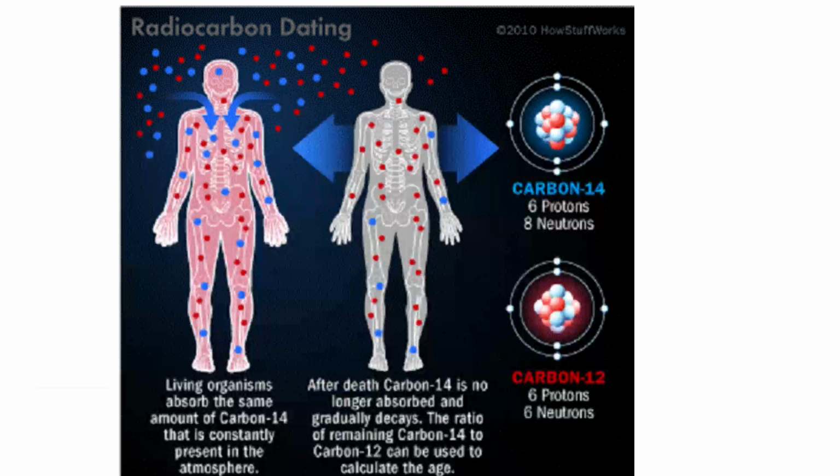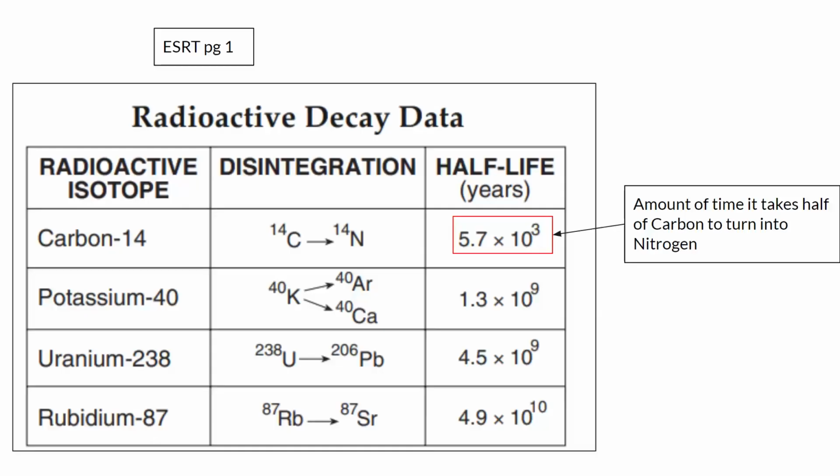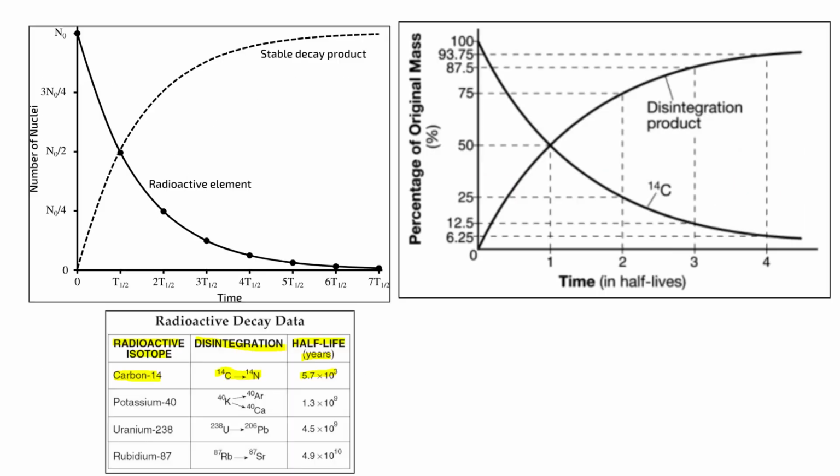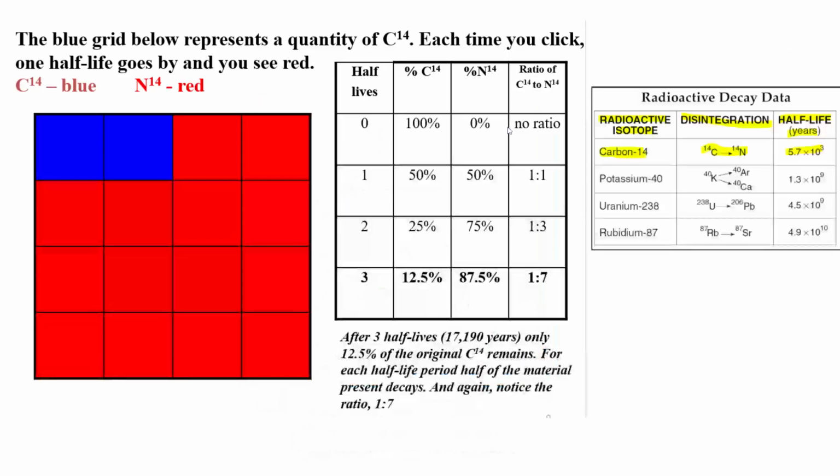So the thing is, all living organisms have carbon, and all living organisms absorb carbon 14 from the atmosphere. But when they die, they're no longer absorbing carbon 14, so that carbon 14 starts to decay into nitrogen 14. If we find a bone of an ancient fossil that had carbon 14, and we see a certain ratio of carbon 14 versus nitrogen 14, we can figure out how many half lives that fossil went through, and therefore the age of that fossil.